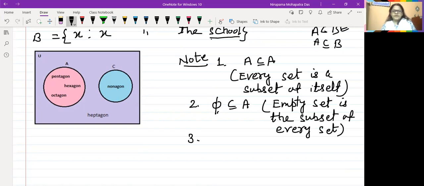Third observation, if A is a subset of B, then B is a superset of A.